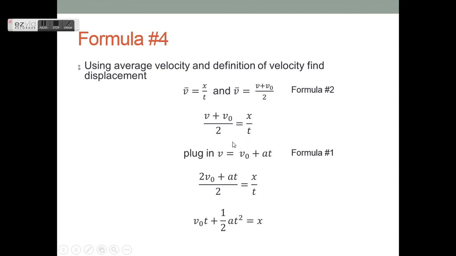The next thing I'm going to do is plug in my definition of velocity from Formula 1 back in for v. And so I'm going to get 2v0 plus at over 2 gives me x over t. If I multiply everything out by t, I get this, which I call equation number 4. v0 times t plus 1/2 at squared is x. So the relationship between displacement and time in this case looks like a quadratic relationship.